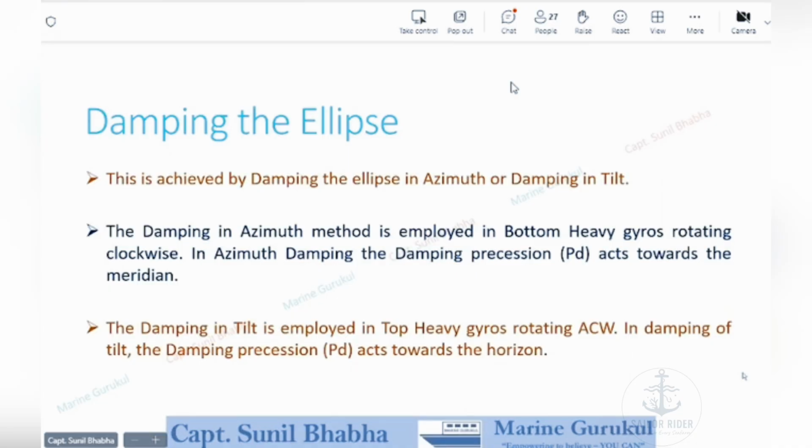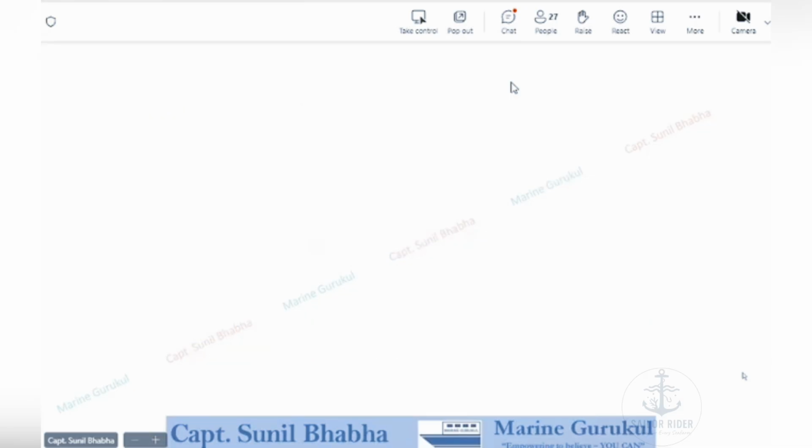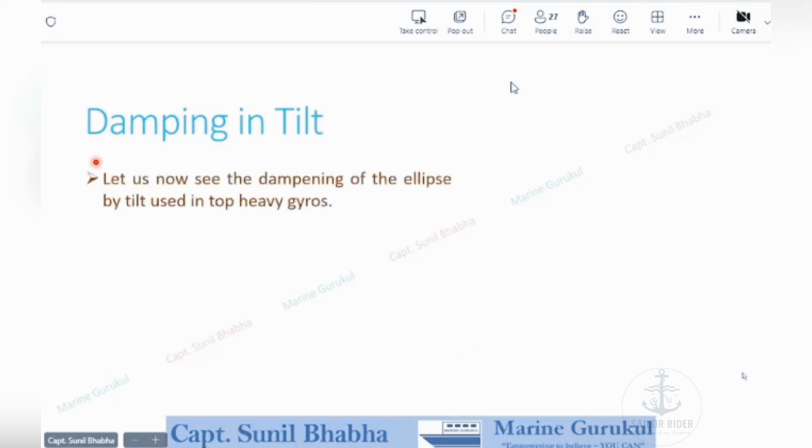Now, most of the gyro compasses made by the makers are anti-clockwise gyros. Viewed from the south end, they are anti-clockwise gyros. So the damping method which is used in those gyros is damping in tilt. So we are going to understand this damping of the gravity controlled gyroscope by using the damping in tilt method. So let's go into the damping of the ellipse by using the damping in tilt method, which is used in top heavy gyros. These are the ones which spin anti-clockwise looking from the south end.